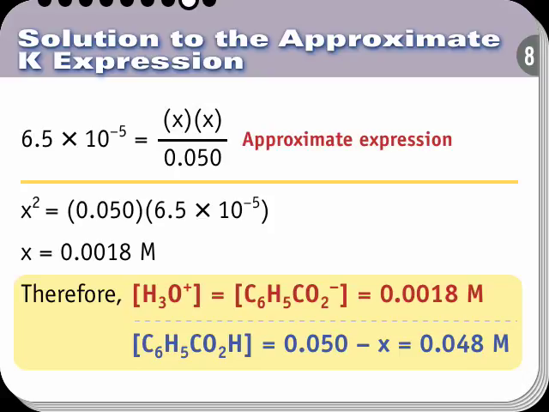Solving the approximate equilibrium constant expression, we now know the concentrations of the species in solution at equilibrium. The hydronium ion and benzoate ions are both 0.0018 moles per liter. If we subtract the value of X from 0.050 molar, the original concentration of the acid, we find that the acid concentration has declined slightly to 0.048 molar. Our approximation was valid.